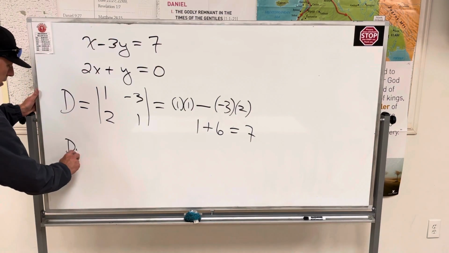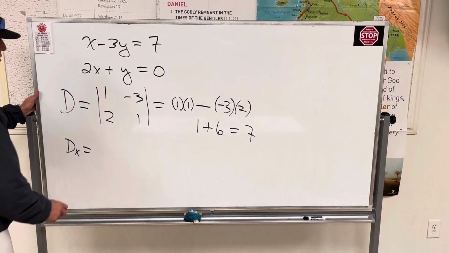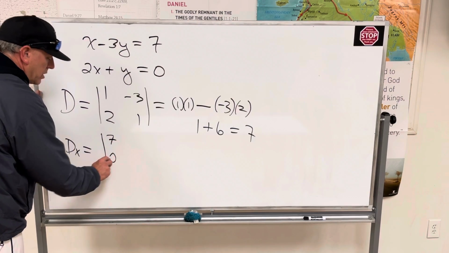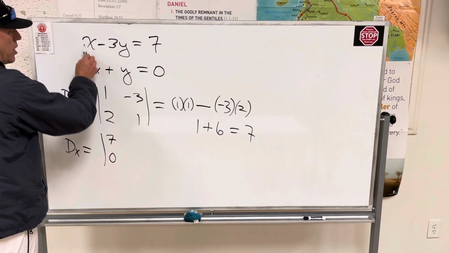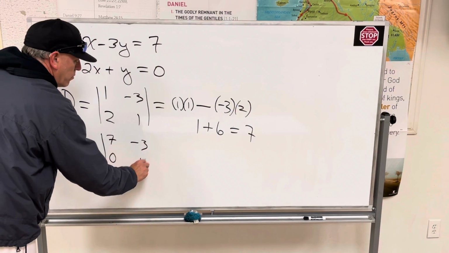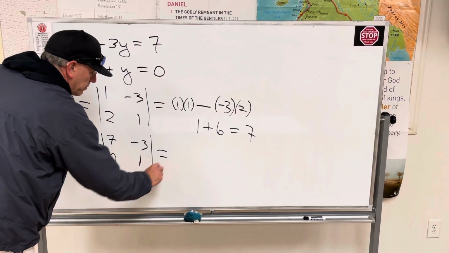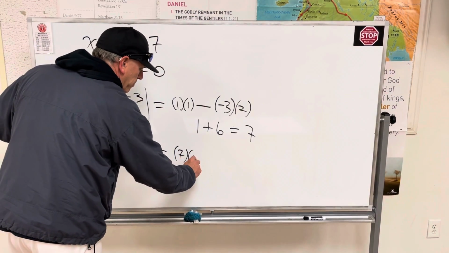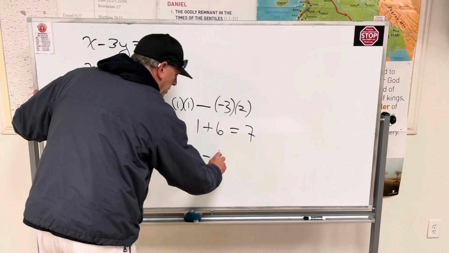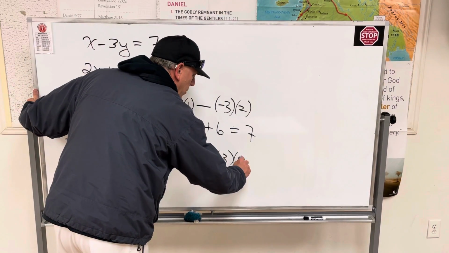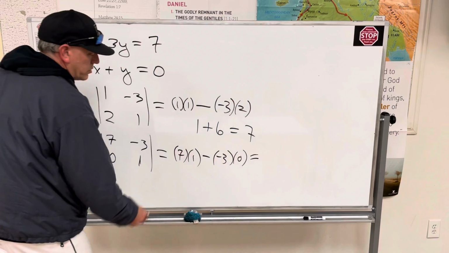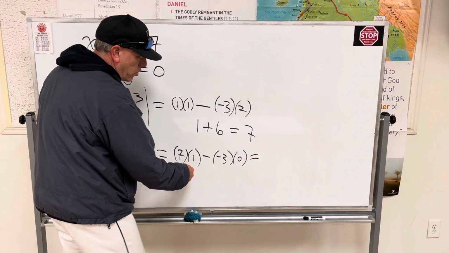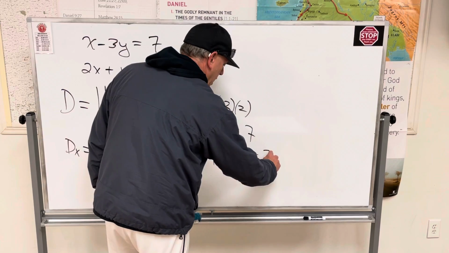Now, what is dx? For dx, we're going to write the solution in for x. The solution, 7 and 0, goes in here. And then we just write minus 3 and 1. So you'll notice we get 7 times 1 minus 3 times 0. 7 times 1 is 7. Minus 3 times 0 is 0. So this whole thing goes to 7.